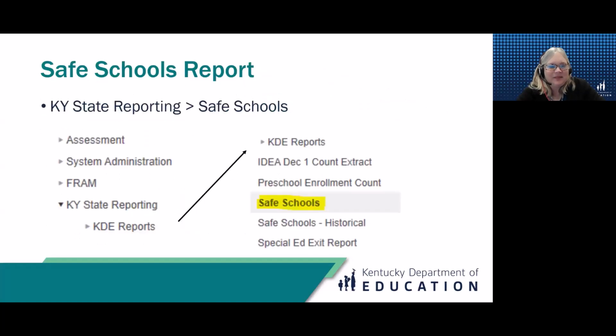Next slide. So to find the removals, you're going to go to the Safe Schools report. This is the official data. The Safe Schools report is the official data that we use when we're calculating significant disproportionality, significant discrepancy. We can use Tableau, which I think Jared's going to talk about later, and some other tools to view the data. But the Safe Schools data is the official data. And so to run this in Infinite Campus, you're going to go to Kentucky State Reporting, and then you're going to go down to Safe Schools. This is all supposed to be in one line, but it didn't all fit on the screen.